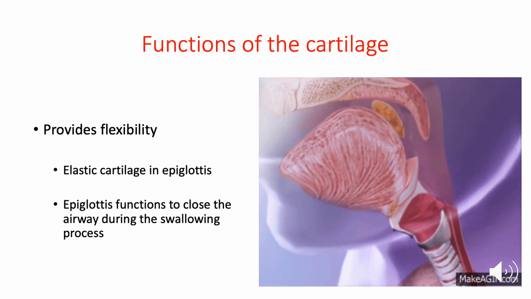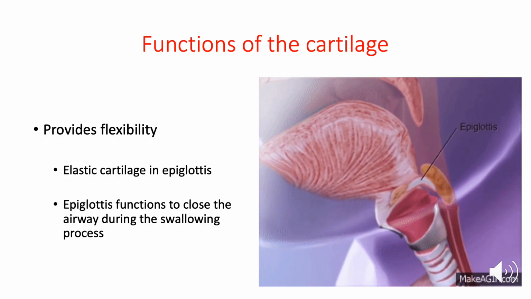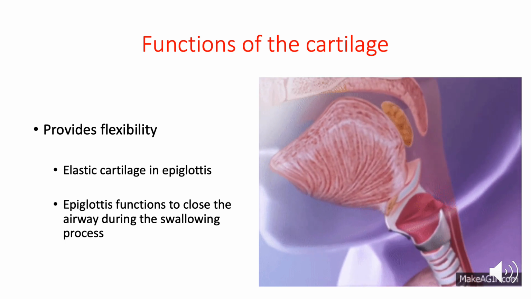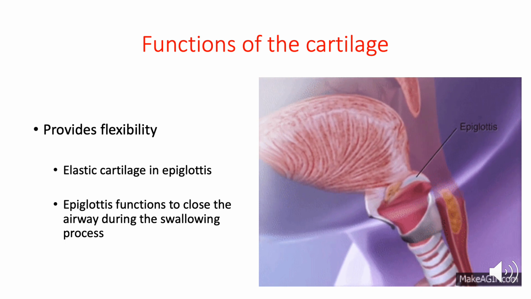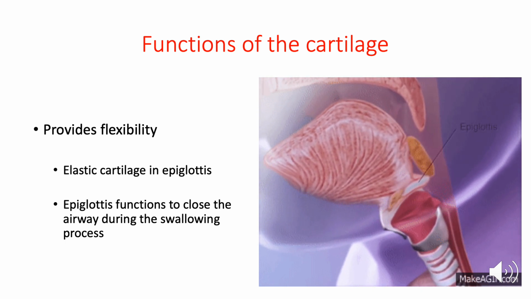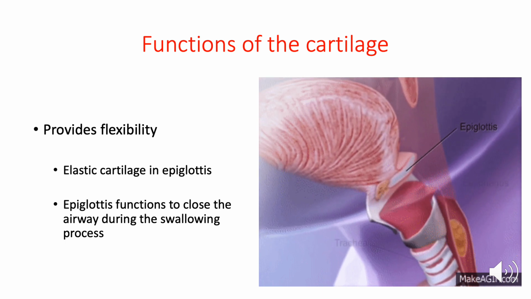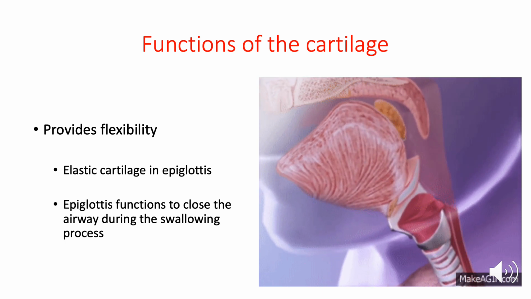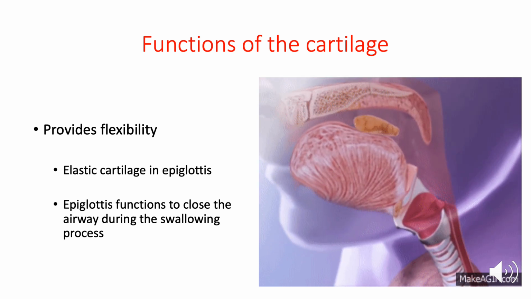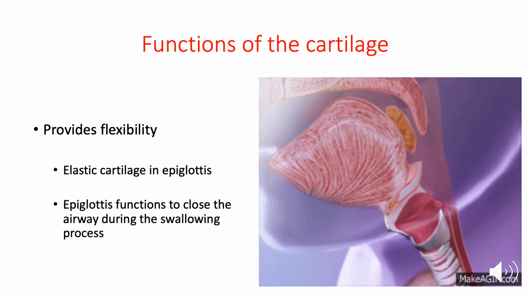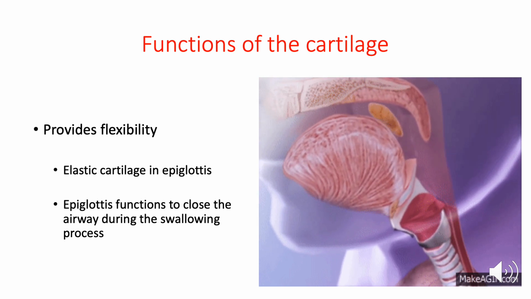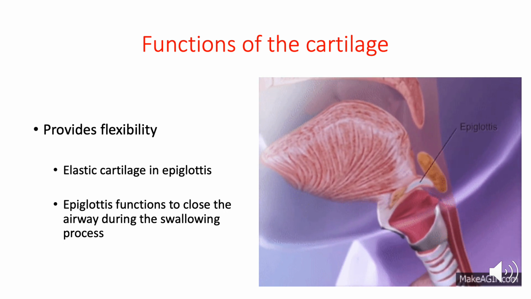Other cartilages in the body function to provide flexibility. And a good example I can give you is the elastic cartilage present in the epiglottis. The epiglottis functions to close the airway every time we are swallowing food, so that the food will go directly to the esophagus and not into the larynx. And for the epiglottis to do that, it must have some degree of flexibility. That is only made possible because of the presence of the elastic cartilage in the epiglottis.